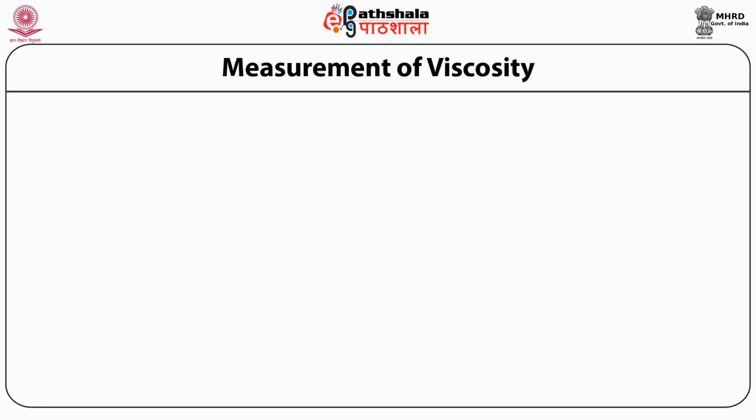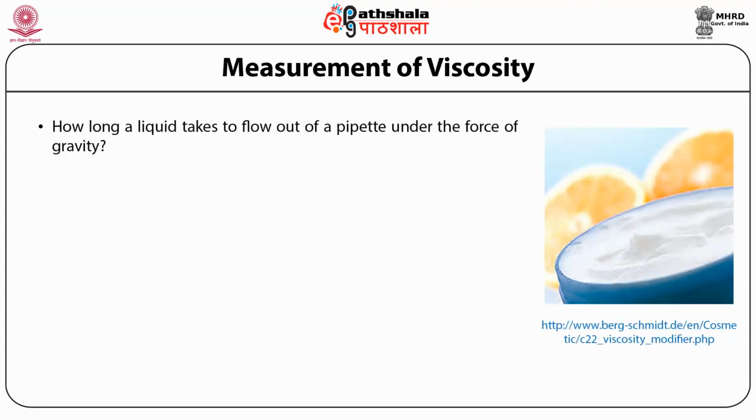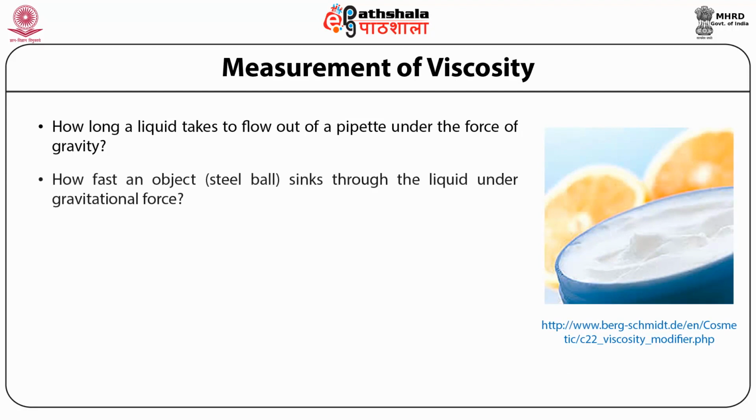So, for the measurement of viscosity, how long a liquid takes to flow out of a pipette under the force of gravity, and how fast an object like a steel ball sinks through the liquid under gravitational force, are the basis of measurement of viscosity.